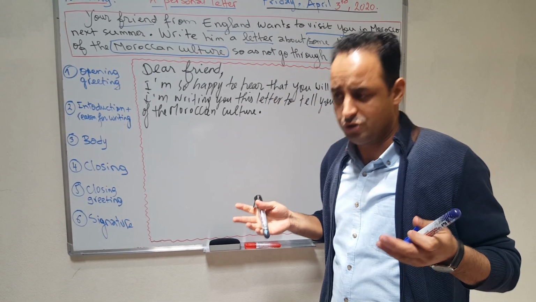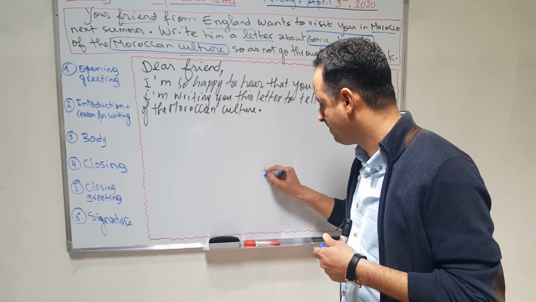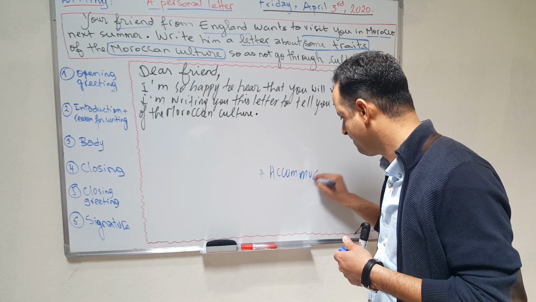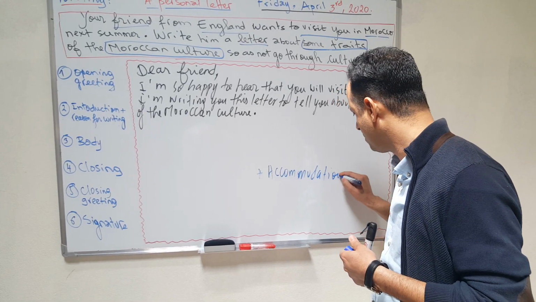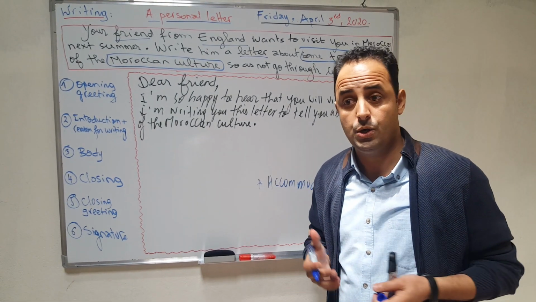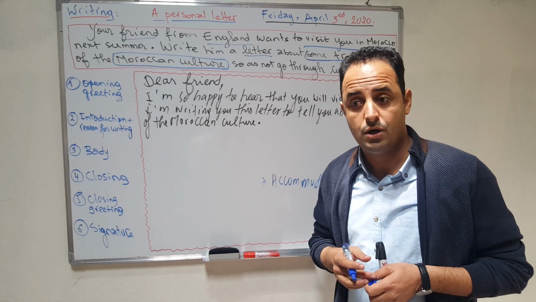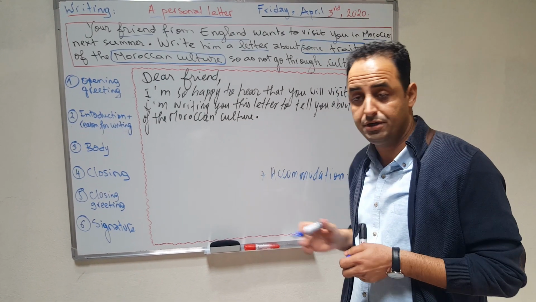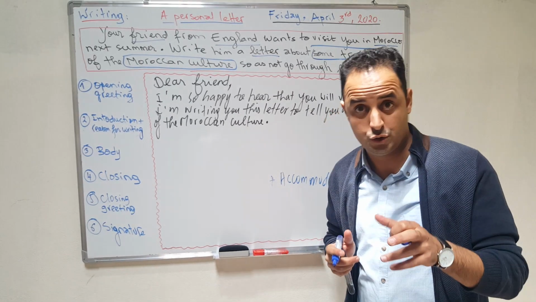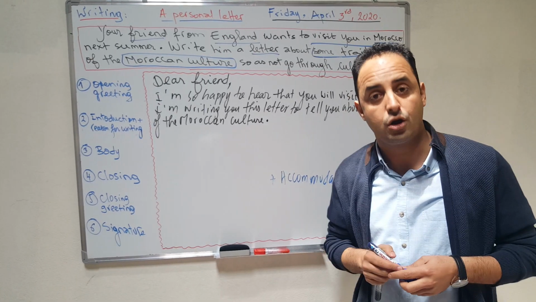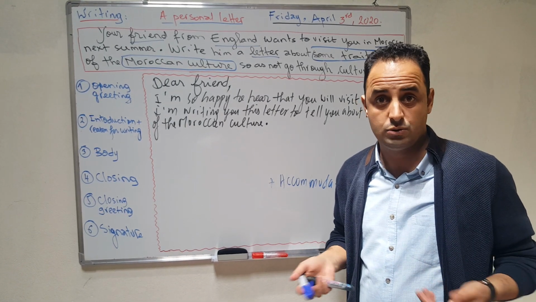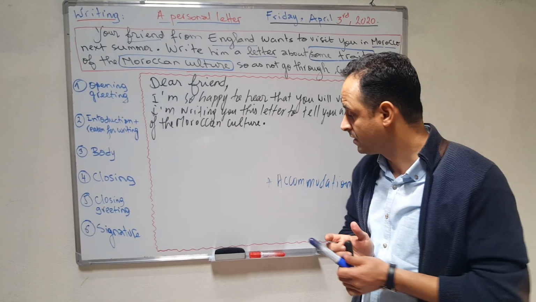For example, I would suggest to talk about accommodation. I mean, where your friend is going to stay, and what he's going to be eating. Accommodation means food and where to live. So these two things are gathered in the word accommodation. So is he going to go to a hotel, or is he going to stay in your house? This is one of the things he would like to know about.